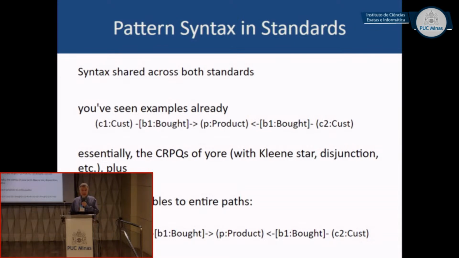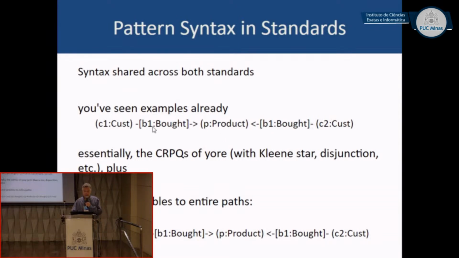You've already seen examples of pattern syntax. Everything I've shown you was actually conformant to the two standards. Here, just to show you that you can complicate matters, I'm going from a customer C1 along a bought edge into a product P, and from a customer C2 along an edge of the same type into the same product P. And this, of course, is a typo.